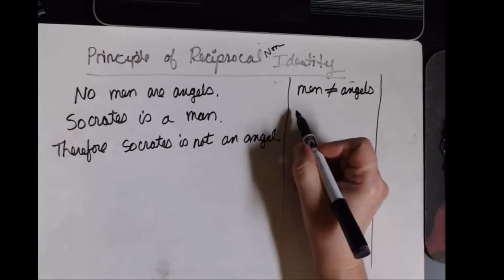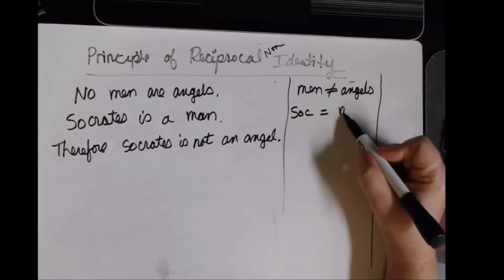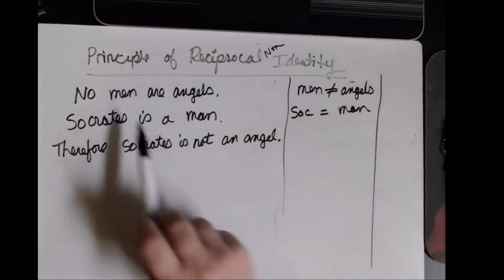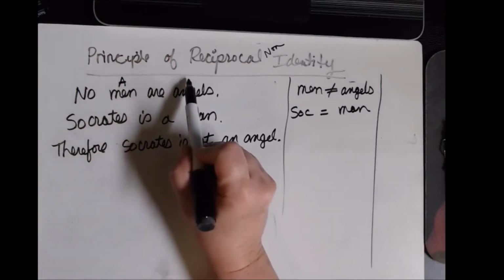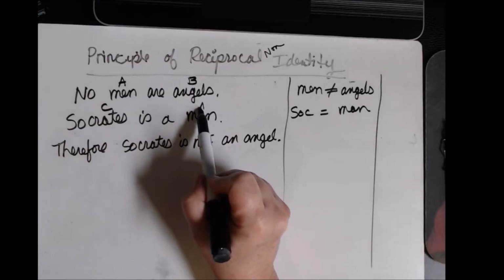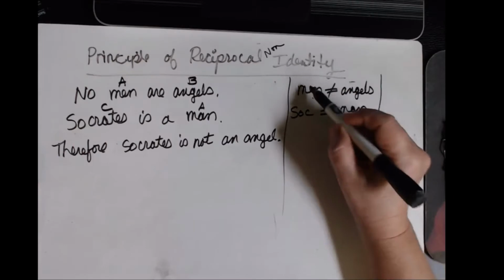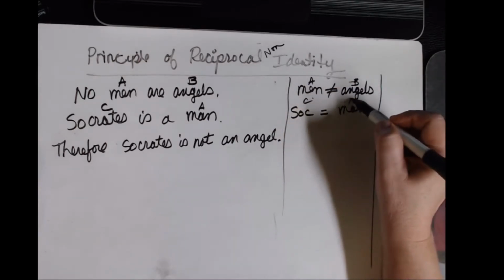And the second premise, I'm saying Socrates equals a man. So if I were to put this in math terms, let's just substitute letters in here again. Again, I'm going to make that A, B, C, and again this one would be A. So in math terms, what do I see over here? Men, I'm calling A, angels B, Socrates C, man A again.